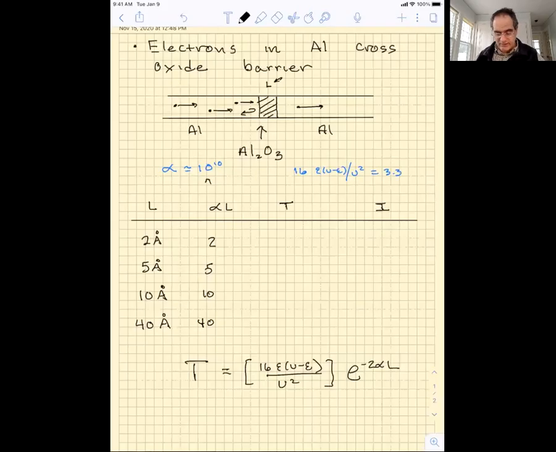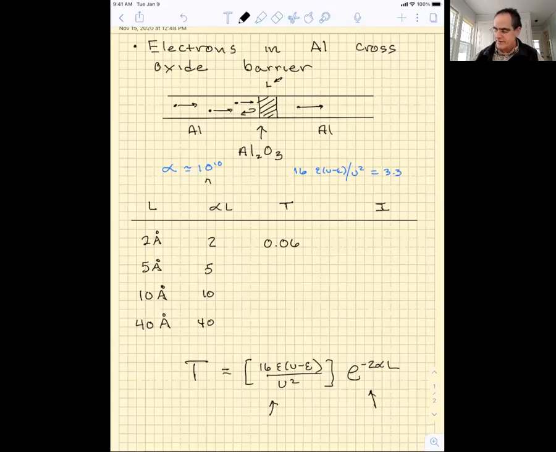If alpha L is equal to 2, then in this expression, the exponential factor is e to the minus 2 times 2, e to the minus 4, which is 0.018. And then we should multiply by the factor in the brackets, which essentially is multiplying this by 3.3. And what we get is 0.06, or about a 6% probability for transmission.